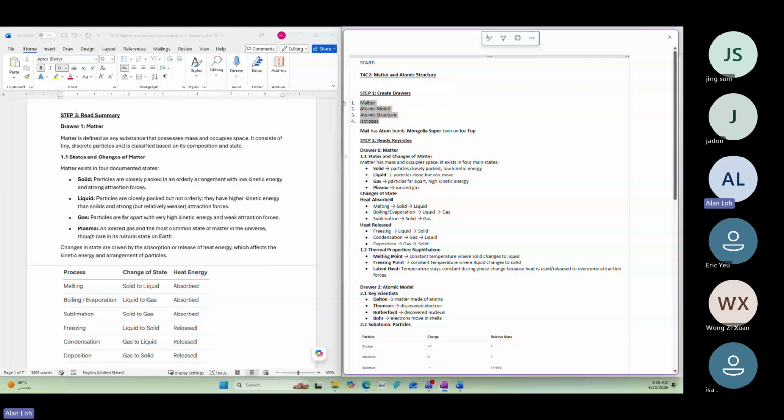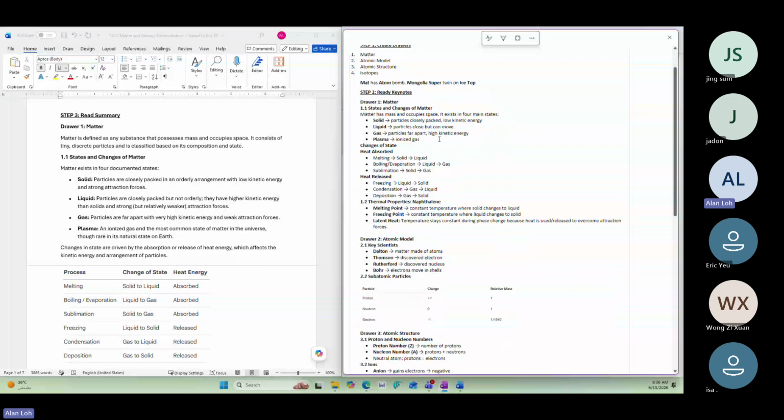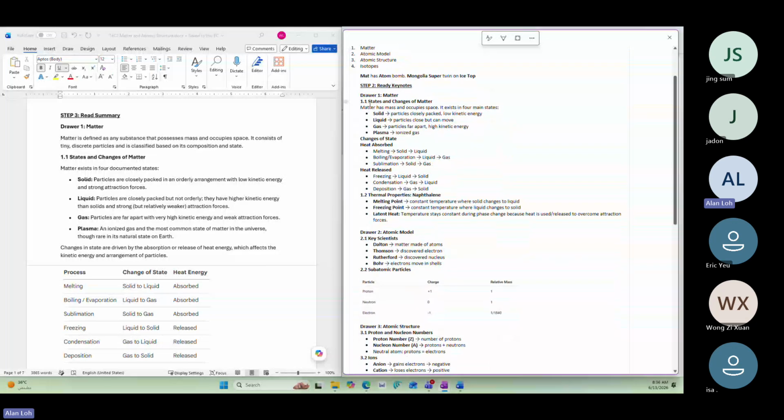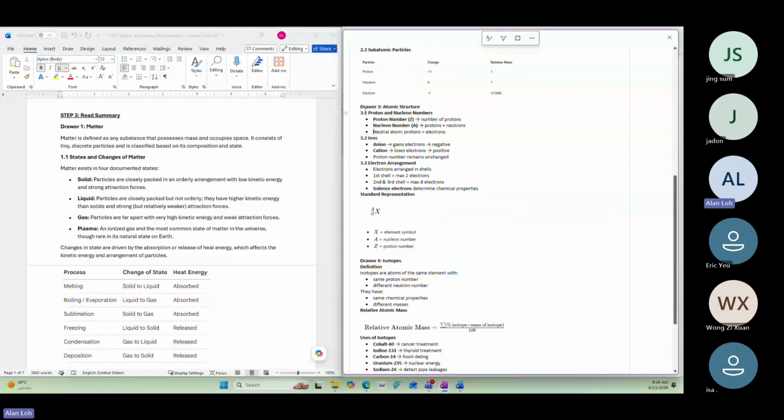We have also divided into 4 different drawers. So drawer 1, you see here. Then you have drawer 2, which you see part of it. Then continue with drawer 3 here. And you have drawer 4. And that's it. This chapter we have only 4 drawers. Most of the chapters we have 5 drawers, but this chapter we have 4 drawers.